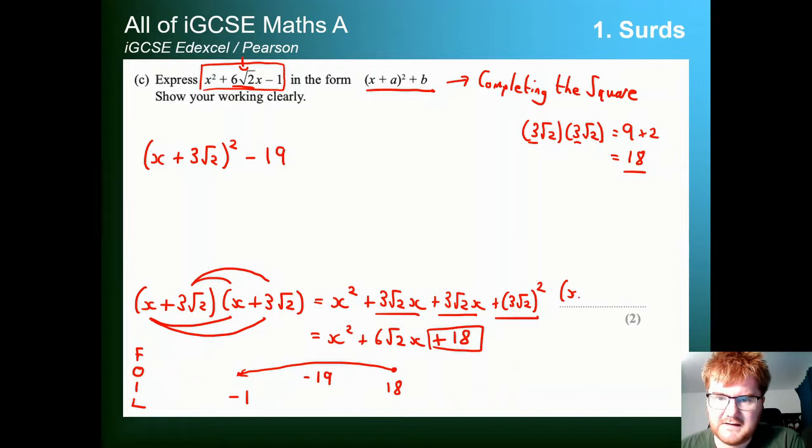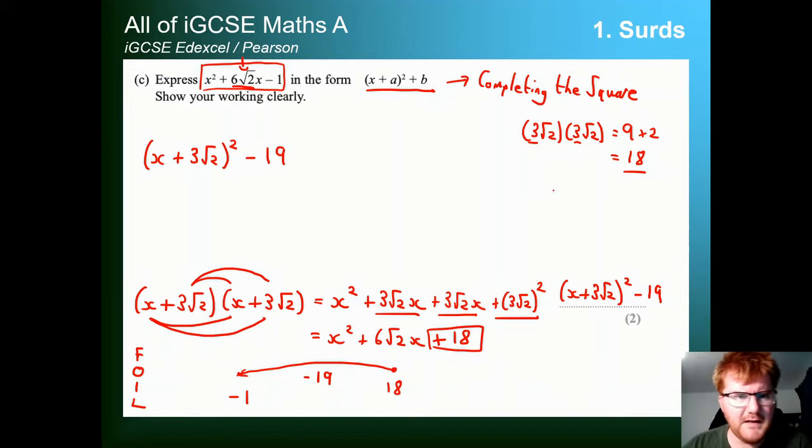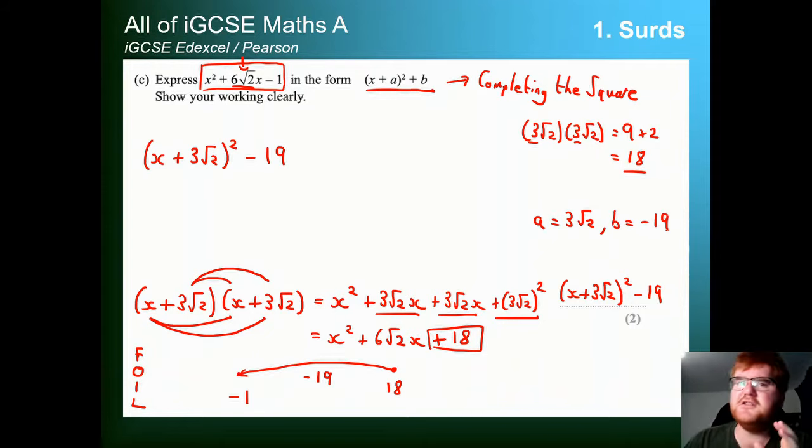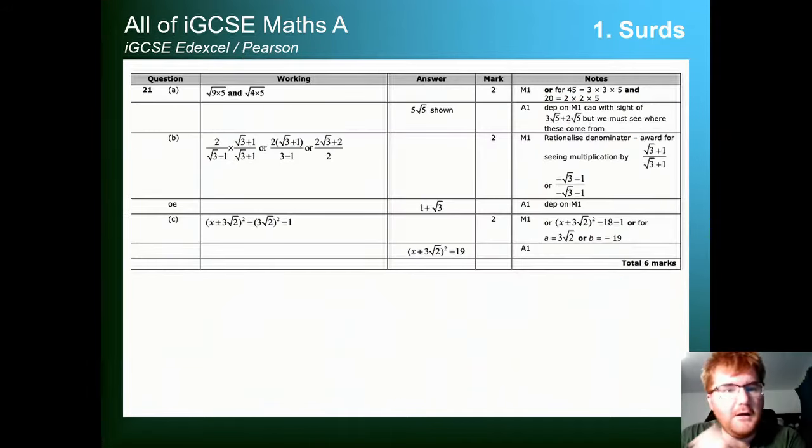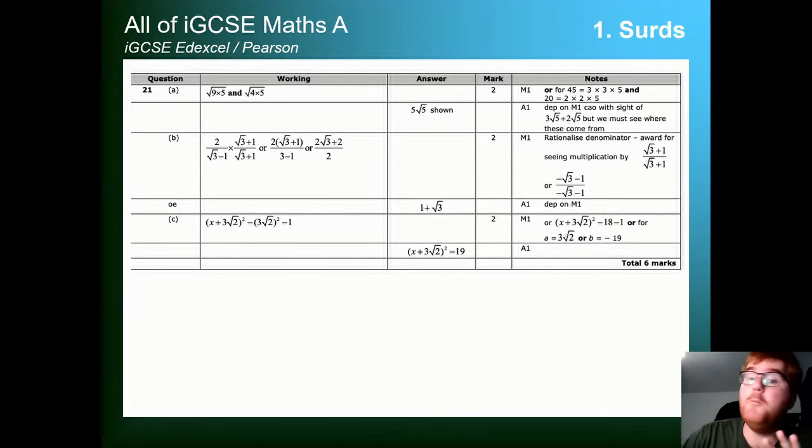We're going to write down x plus 3 root 2 all squared minus 19. What I would do personally here, I'd actually write down specifically a is equal to 3 root 2 and then b is equal to minus 19. You just don't want to lose a mark just for the lack of clarity of your answer at the end. Okay, so you can check through the working there. You can see where you pick up your method marks and your accuracy marks as well.